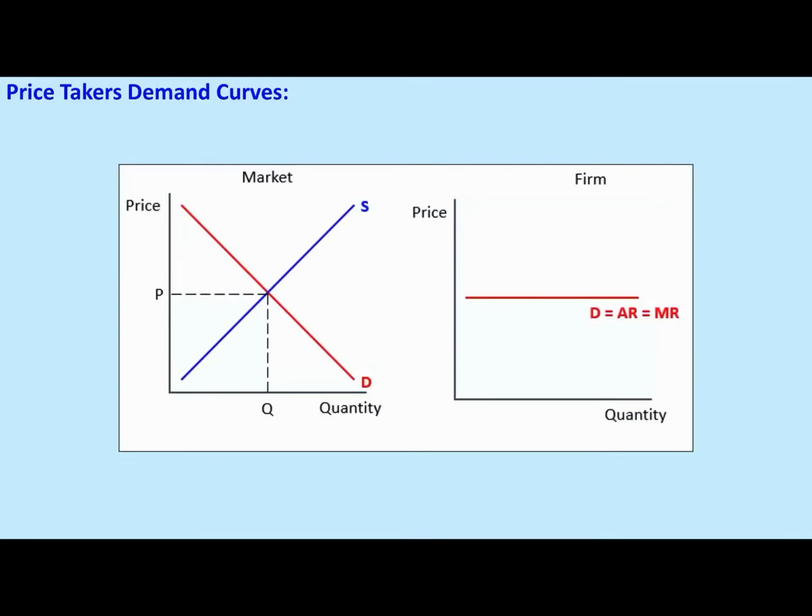To look at the demand curves for price takers, market supply and demand generates an equilibrium price, and the price takers can sell as much as they want to at that same price. So they have that flat, perfectly elastic demand curve.